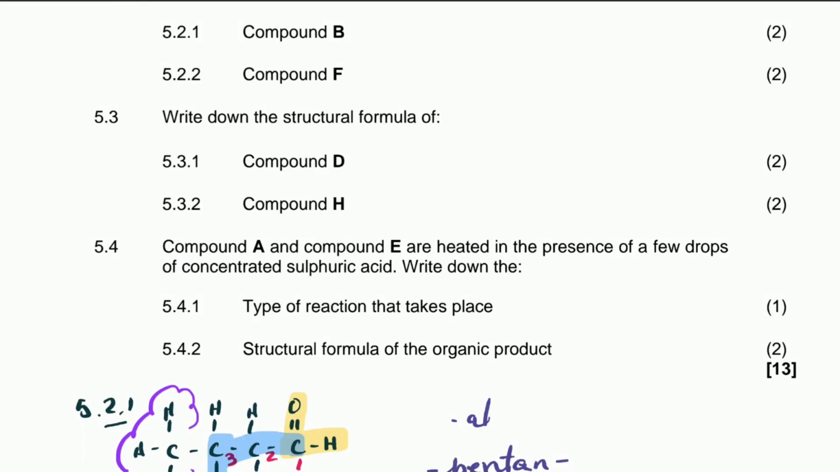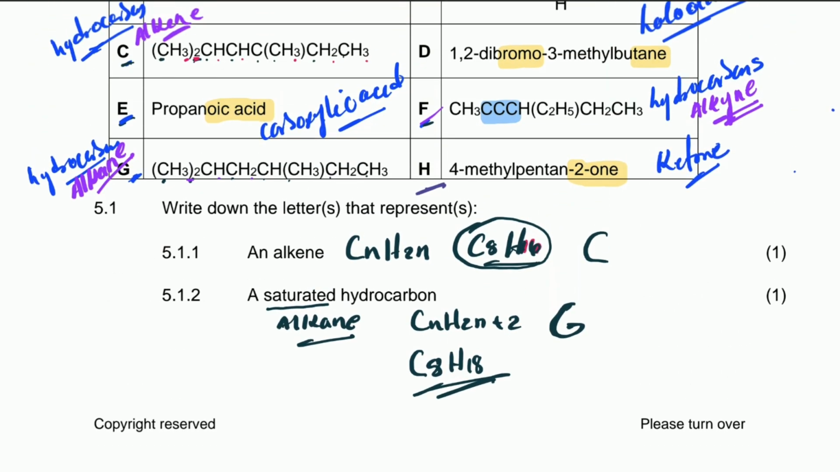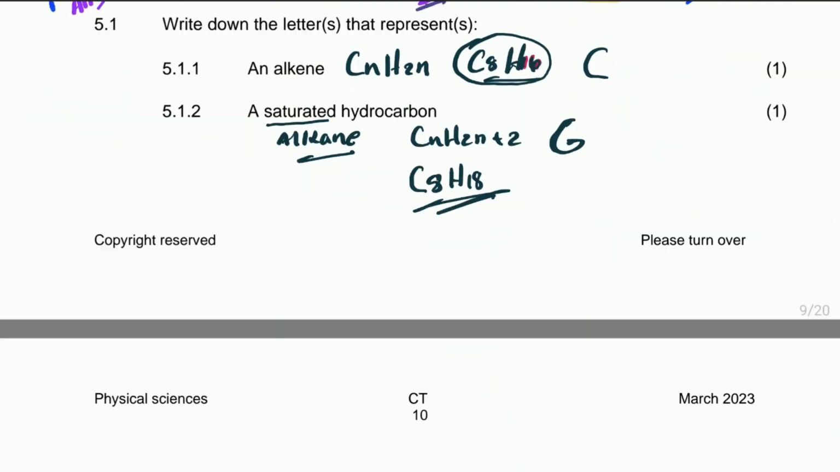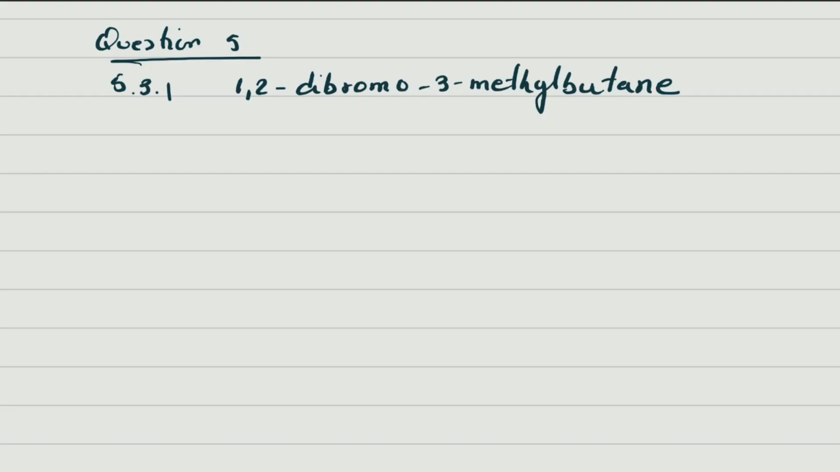Okay, now question 5.3 says write down the structural formula of compound D and compound H. So we are going to compound D and compound H. Okay, so we're going to go to a new page to answer that question. Okay, so here is compound D.